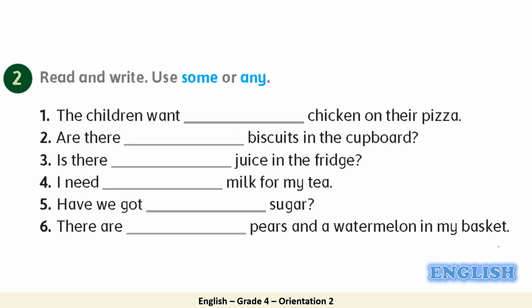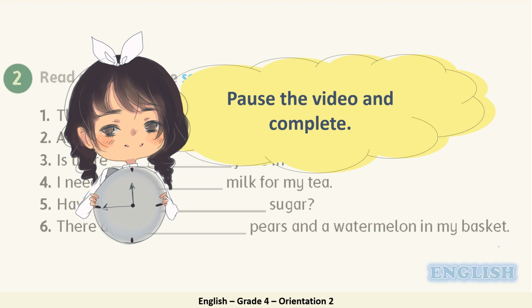Activity 2. Read and write. Use some or any. Number 1. The children want space chicken on their pizza. We would say the children want some chicken on their pizza. Now pause the video and complete.